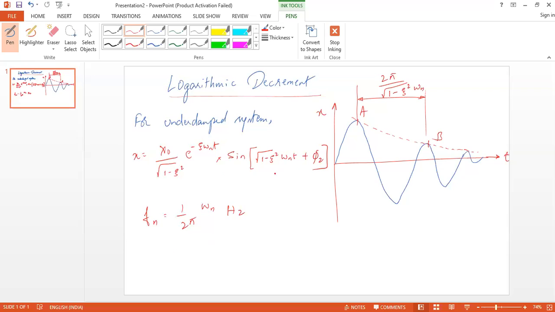Okay, and we also know that omega d is equal to root of 1 minus zeta square omega n. These two we got in this equation, from the derivation of the expression for the displacement for the underdamped system. Okay. Now, what is this?